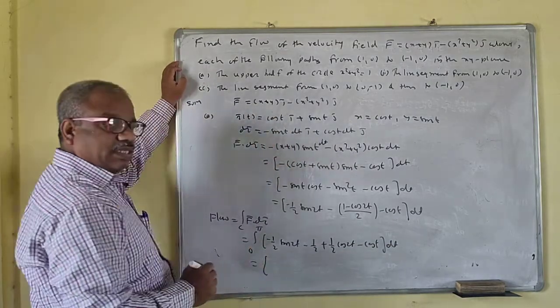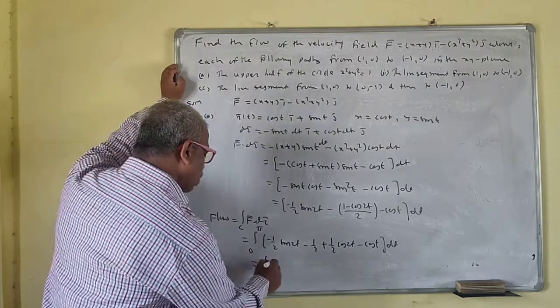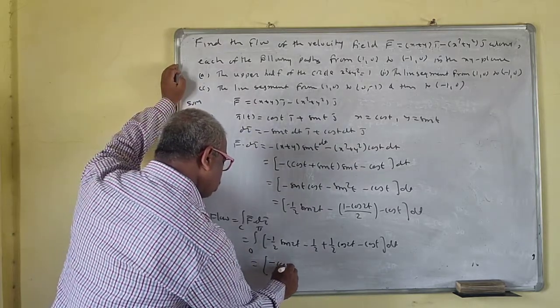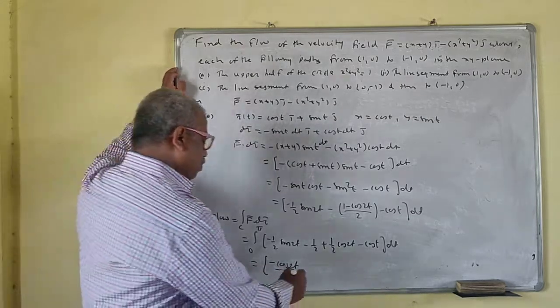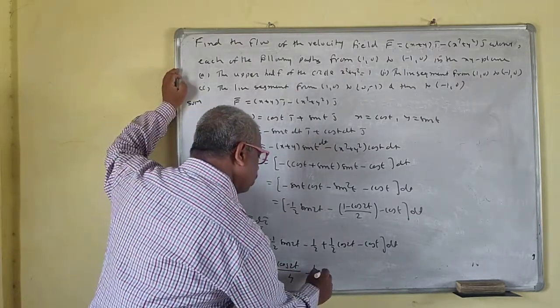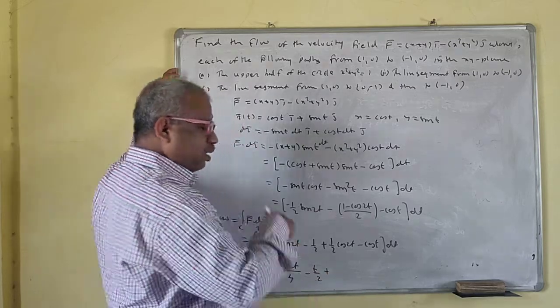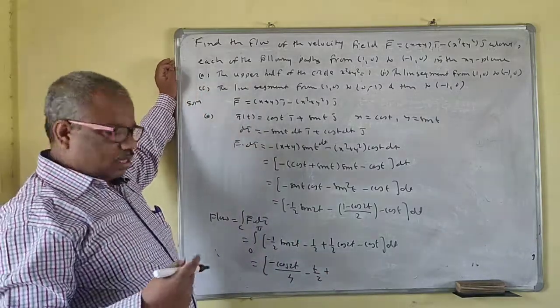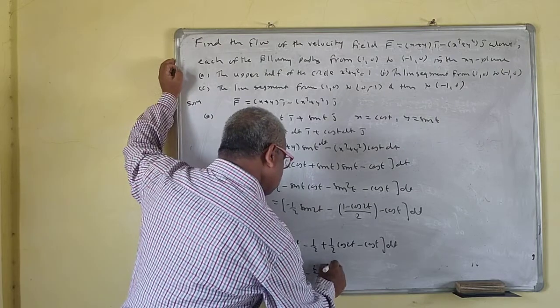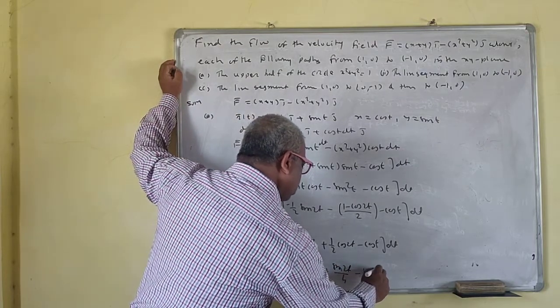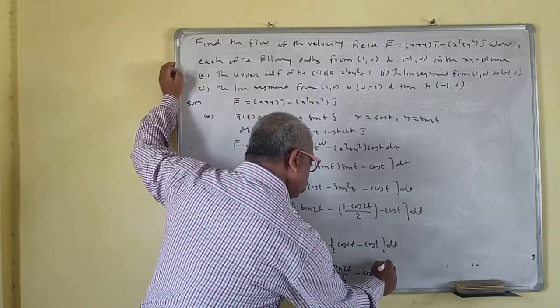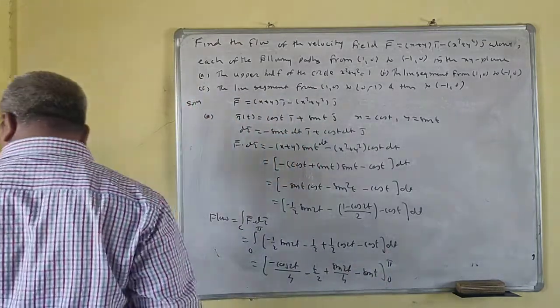My integration of sin is minus cos, right? So minus cos 2t upon 4, minus t by 2, plus the integration of cos 2t is sin 2t upon 2. So sin 2t upon 4 minus sin t. So limit is 0 to pi.